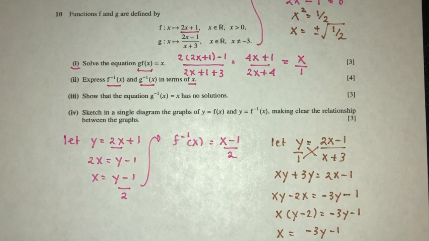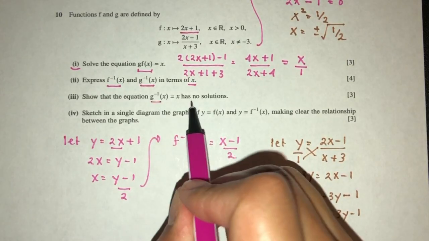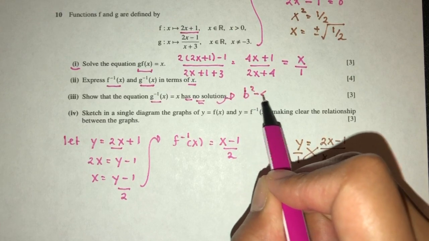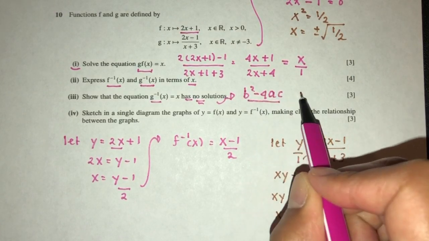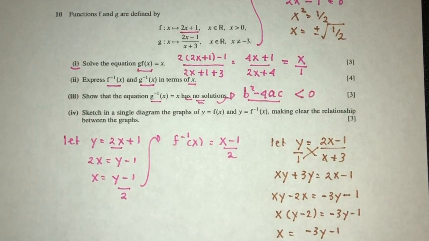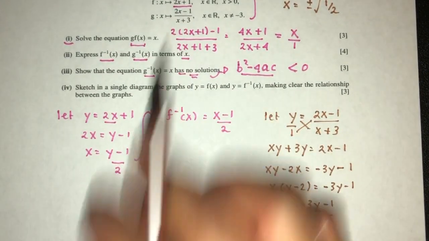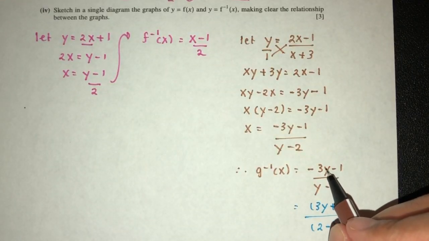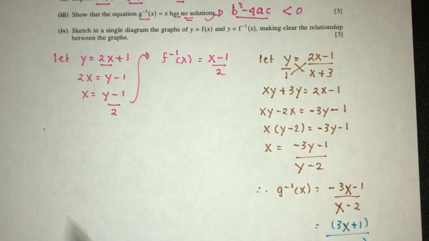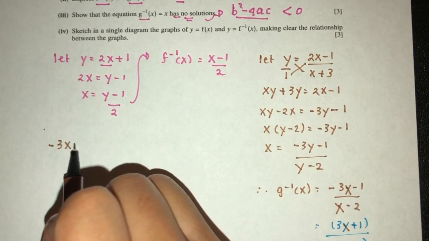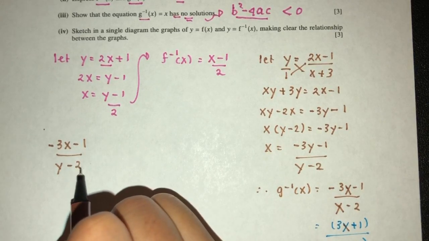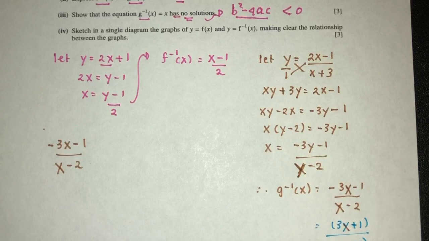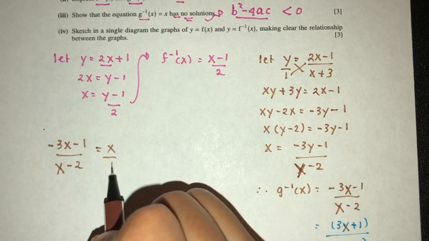Now for part 3, we have to show that this equation has no solutions. So for no solutions, we have to look at the discriminant, b squared minus 4ac. When it has no solutions, it means this has to be less than 0. So let's see what we can do here. So g inverse of x is equal to, here I forgot something, it needs to be in terms of x. That will be the same equation, minus 3x minus 1 over 2 minus x. So here we have y, sorry, here we have x, and that should equal to x.